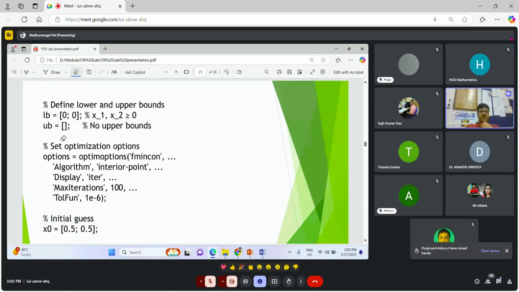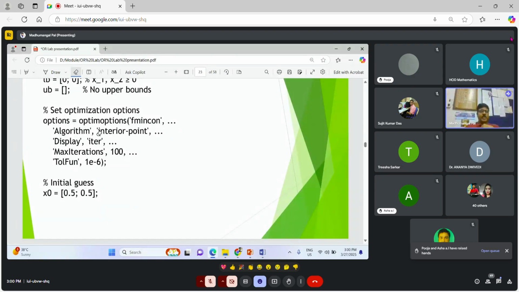And lower bound is 0, 0. There is no restriction on upper bound as usual. And here you can define the options of optimoptions fmincon. So here the name of the function to solve the nonlinear constraint problem is fmincon. So other functions are also available, but here we have considered fmincon. This function solves the nonlinear optimization problem. Okay. Which algorithm is used? Interior point. Interior point is a method to solve nonlinear optimization problems. If you studied operations research or optimization techniques, then you have heard of this method.